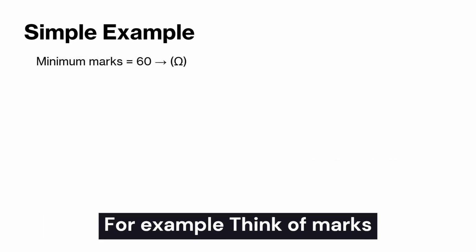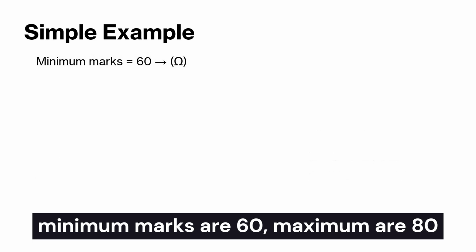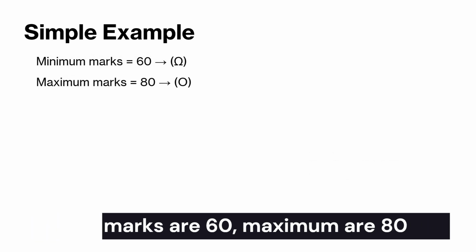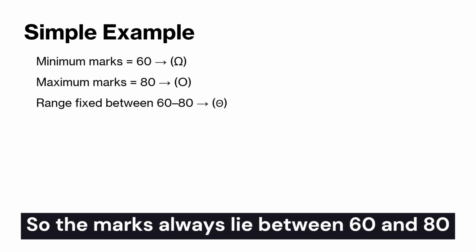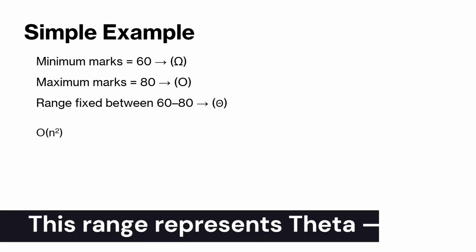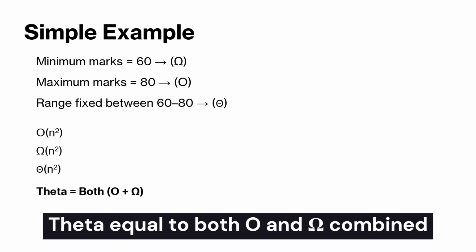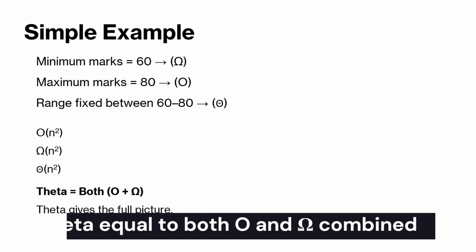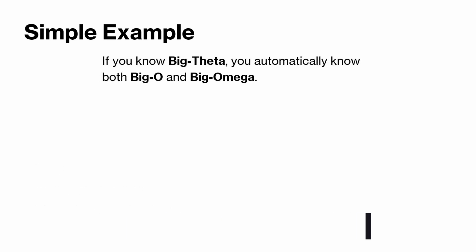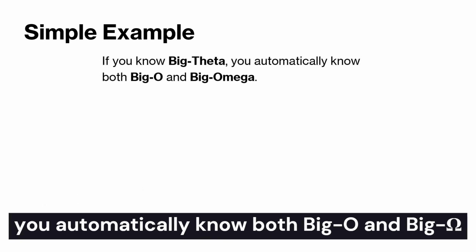For example, think of marks. Minimum marks are 60, maximum are 80. So the marks always lie between 60 and 80. This range represents theta. The full picture means complete understanding of how a function grows. Theta is equal to both big O and big omega combined. If you know big theta, you automatically know both big O and big omega.